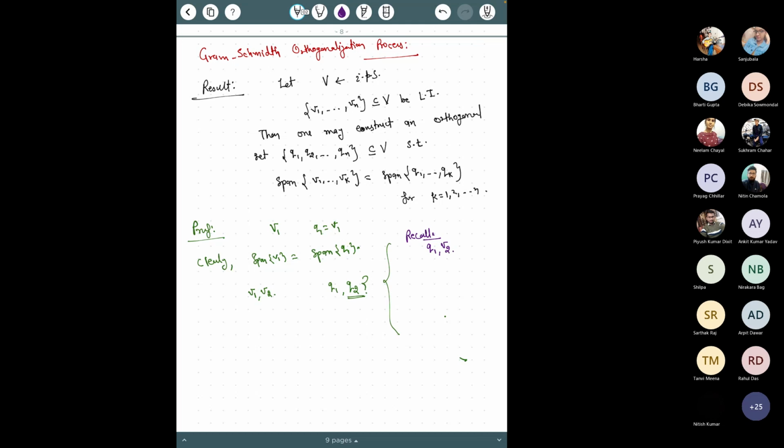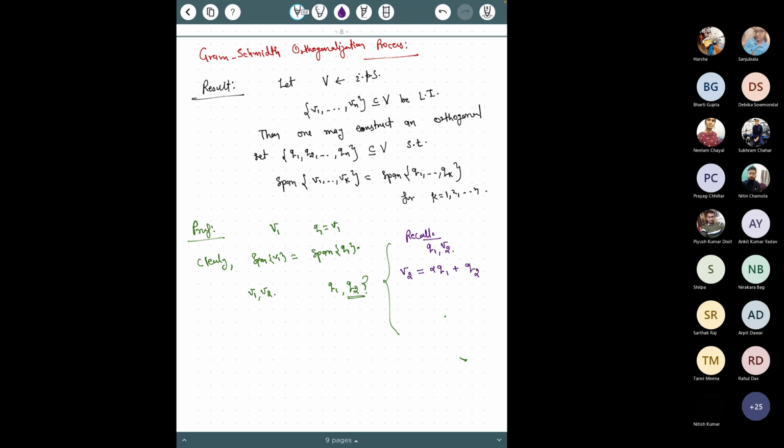These two vectors we have. Now we know that we can write this V2 as a scalar multiple of V1, or Q1, plus a vector which is orthogonal to Q1. This vector I can call Q2, because my aim is to find a vector Q2 which is orthogonal to Q1 and it spans the same space.